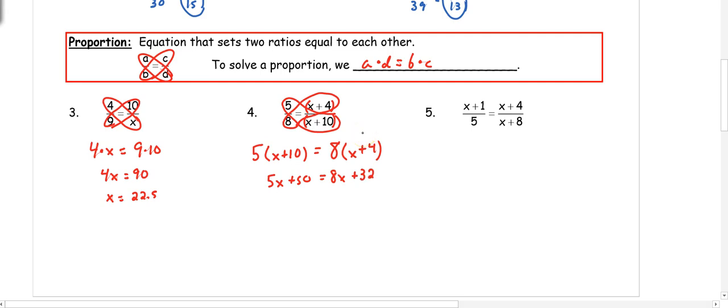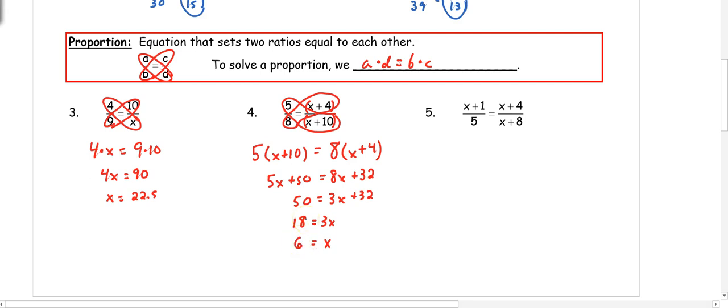So in order to solve for x, I'm going to subtract 5x on both sides. So I have 50 equals 3x plus 32. I can subtract 32 on both sides. I get 18 equals 3x. And when I divide, I get x is 6.